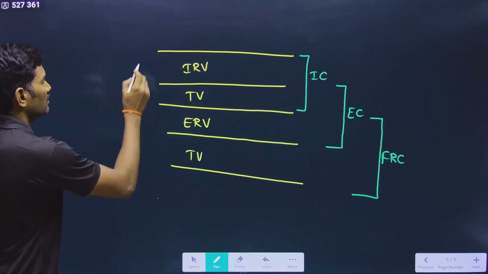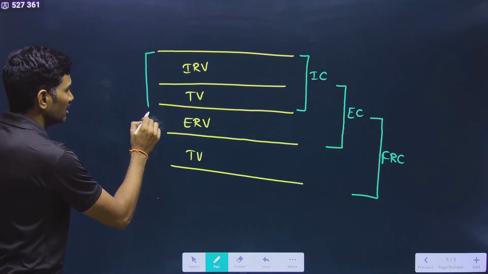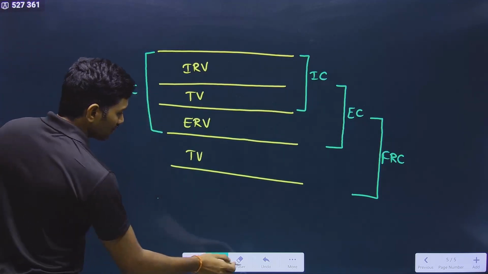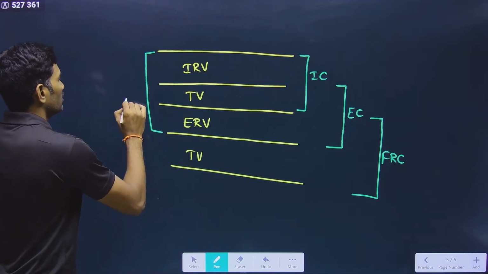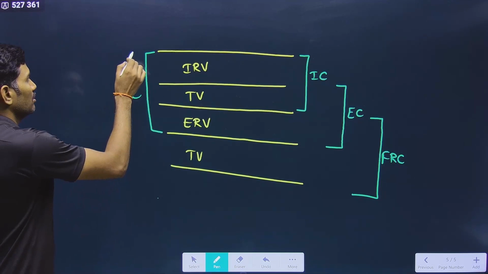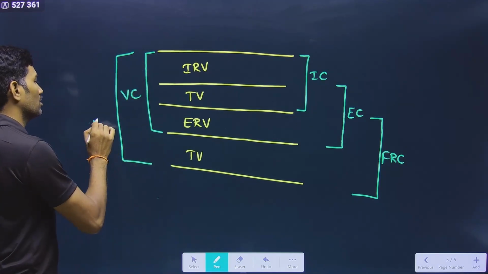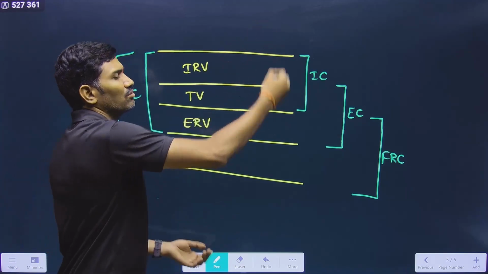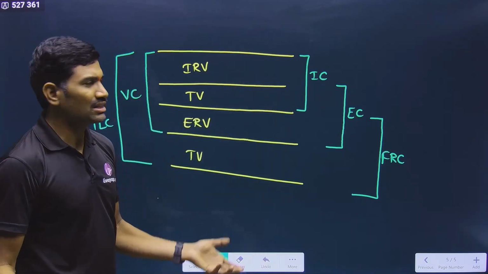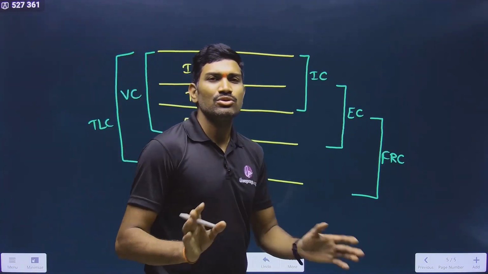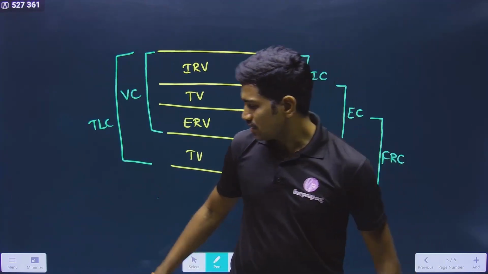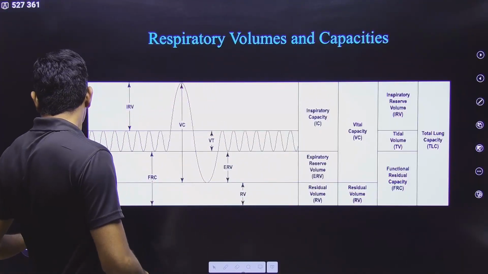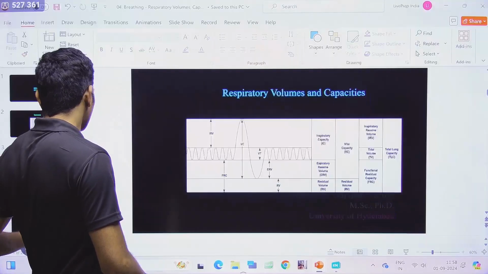Yes or no? Next one. Inspiratory reserve volume, tidal volume, expiratory reserve volume: this is called vital capacity. If all the 4 are added, it is called total lung capacity. The same thing they have mentioned in the form of this graph. That's it. Nothing more than this. This is the point. So in this way, overall, if you can understand these things, you can write all these things very easily. So please observe this carefully.